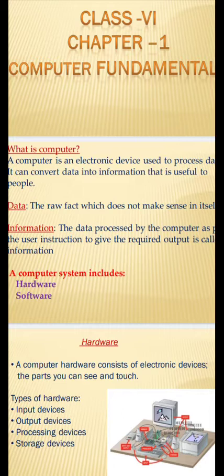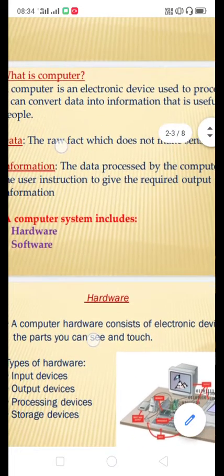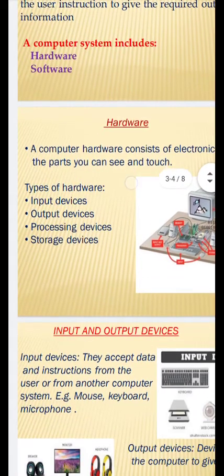Information is the processed data, which is processed according to the instructions of the user and gives the required output. Now, the computer system has two parts. One is hardware and one is software. So we'll discuss them one by one.